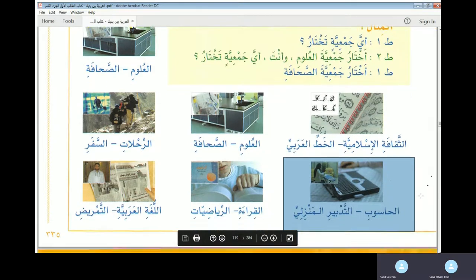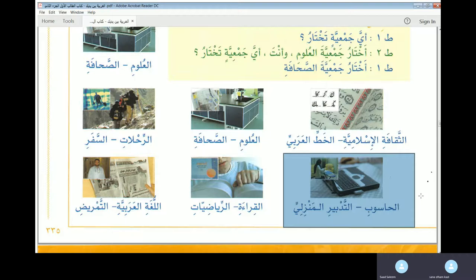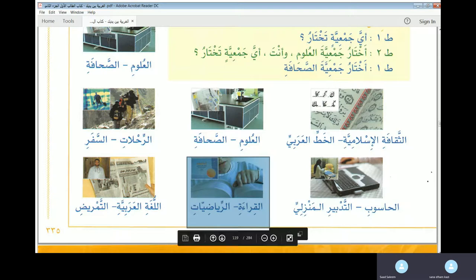أي جمعية تختار؟ Which group do you choose? أختار جمعية الحاسوب. I choose the computer group. وأنت أي جمعية تختار؟ And which group do you choose? أختار جمعية التدبير المنزلي. I choose the housekeeping group. أي جمعية تختار؟ Which group do you choose? أختار جمعية القراءة. I choose the reading group.